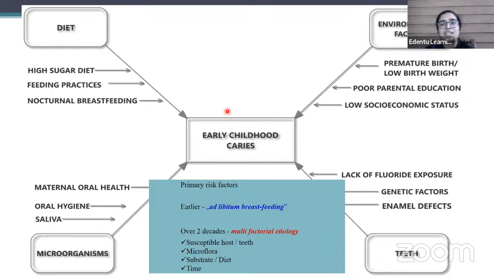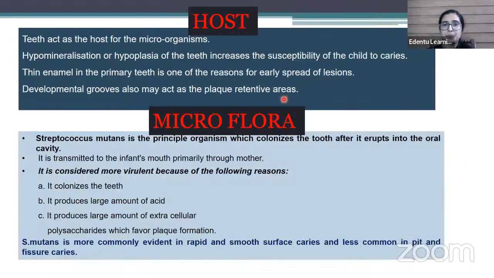In environmental factors, we have premature birth or low birth weight, poor parental education, and low socioeconomic status. And among the microorganisms, thinking about the microflora, the important factors that you have to consider are the saliva, the oral hygiene, as well as the maternal oral health. And talking about the teeth, that is the host, the lack of fluoride exposure, genetic factors, or enamel defects. So all of these constitute the multifactorial etiology of early childhood caries.